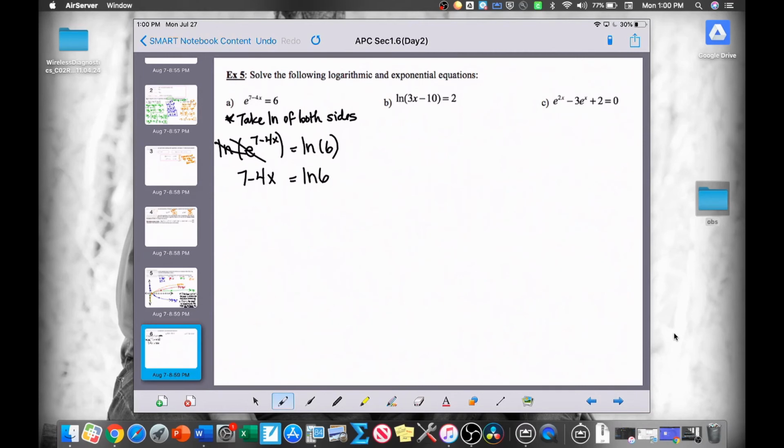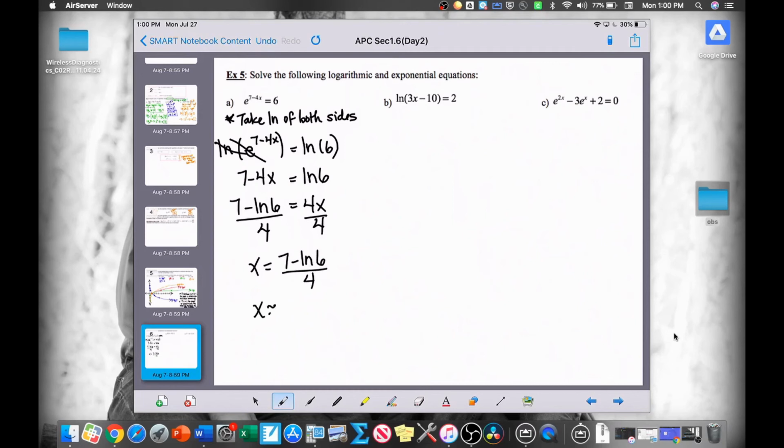And then I just have to do the algebra to solve for x. So I am going to subtract natural log 6 to the left and add 4x to the right in the same step. So I'll have 7 minus natural log 6 equals 4x. And then I can go ahead and divide both sides by 4. So I get x equals 7 minus the natural log of 6, over 4. So this is an exact answer.